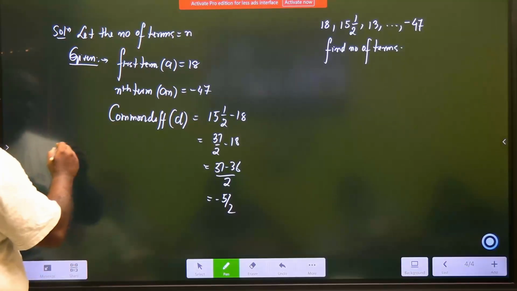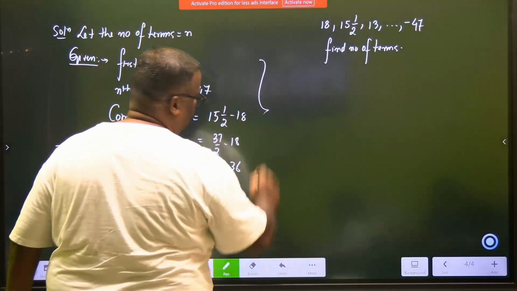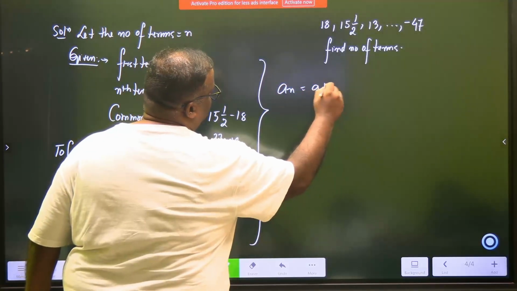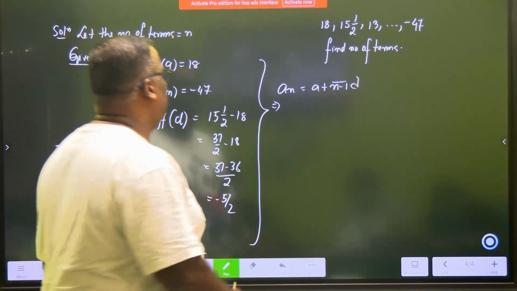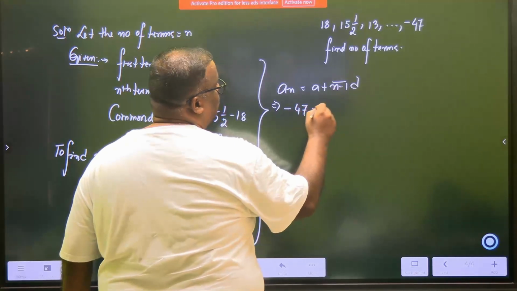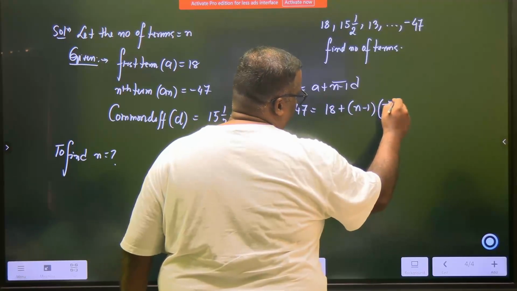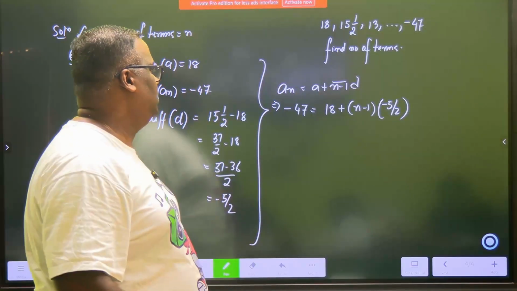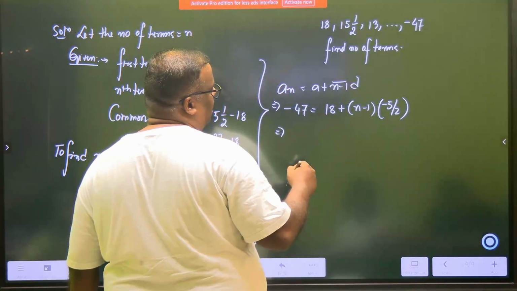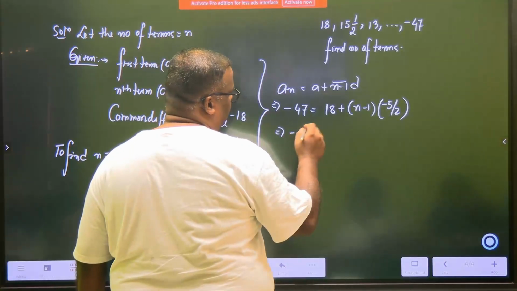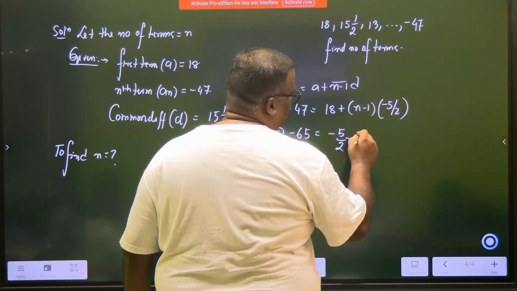So after this we write, to find n equal to what? You use your formula. An is equal to a plus n minus 1 into d. And now just start putting your values. Negative 47 should be equal to a, which is 18, plus n minus 1 multiplied by d, which is negative 5 by 2. Add 18 to 47. So 8 plus 7 is 15, and 5 carried, so 65. This makes it negative 65 should be equal to negative 5 by 2n plus 5 by 2.